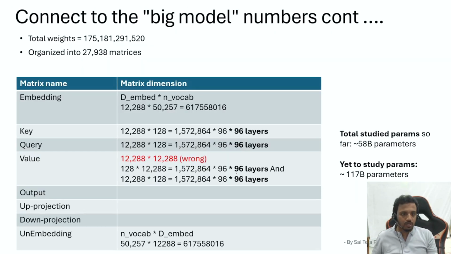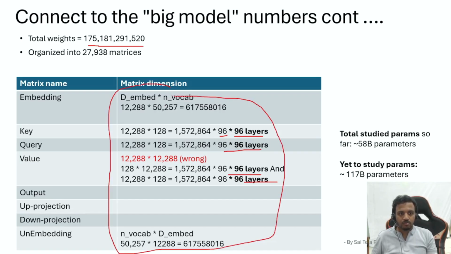Let's see this one thing. Previously we had 96 heads per layer, now we have a total of 96 layers, so all this got multiplied by 96 more. Now you see how many total parameters we have? 175 billion parameters. But if I sum everything that I have on my screen here, we got 58 billion parameters. It means after doing this much, we reached only one third of the complete parameters that our GPT-3 model uses.